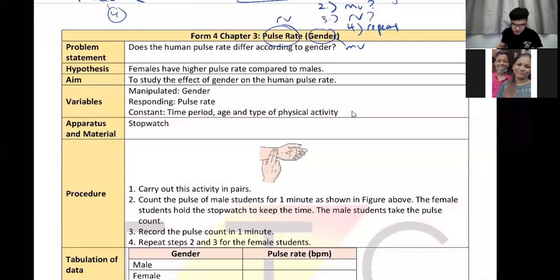All right, so let's look at our variables. As you know, MV is your gender, RV is your pulse rate. CV, you have many. A lot of things you need to keep constant. You need to keep the same age, because you cannot compare a 50-year-old female and a 10-year-old male. Then that is not accurate at all. It has to be maybe a 20-year-old female and a 20-year-old male. It has to be the same age because we have to take one factor out of it. We only have to look at one factor. All right. So of course, physical activity. You cannot ask the female to go and run, and then ask the male to just sit down. Then of course the female would have higher pulse rate because she's running. Again, the experiment is not accurate already. It has to be both the same thing.